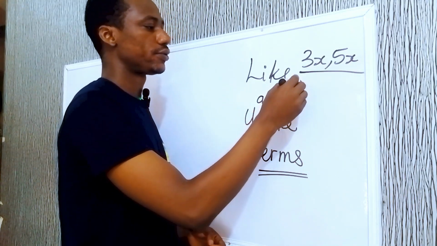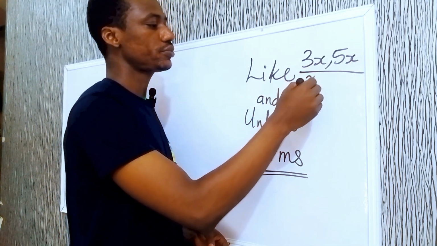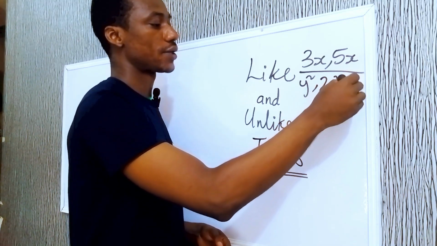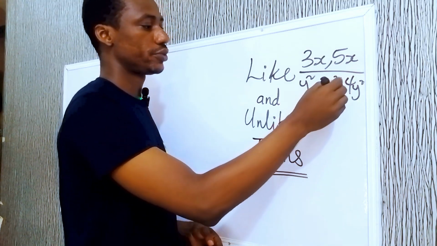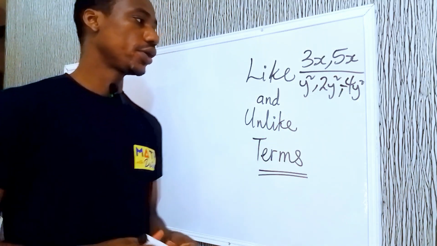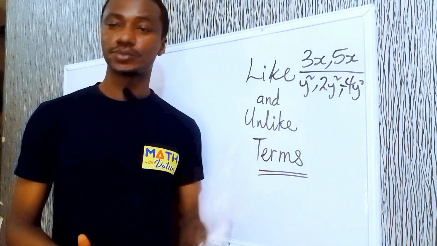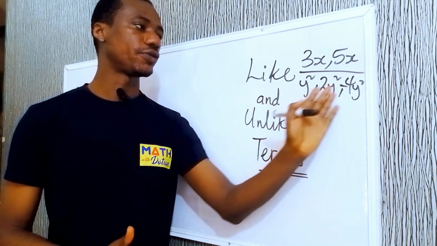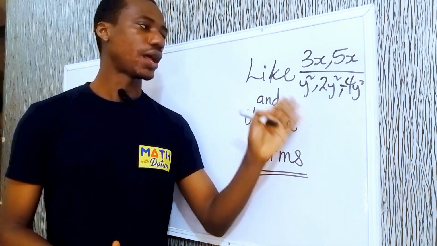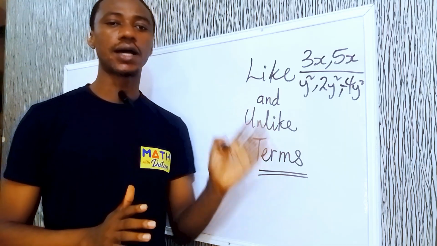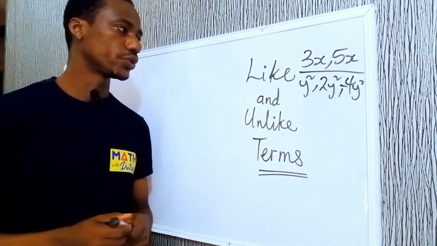Then if I have y squared, 2y squared, 4y squared, or it could even be negative 4y squared, these are like terms, because they are of the same power and the same variable. I believe that is understood. The same power, the same variable.